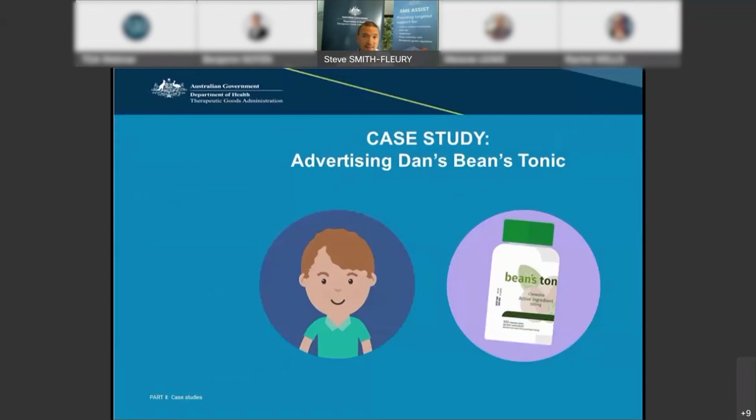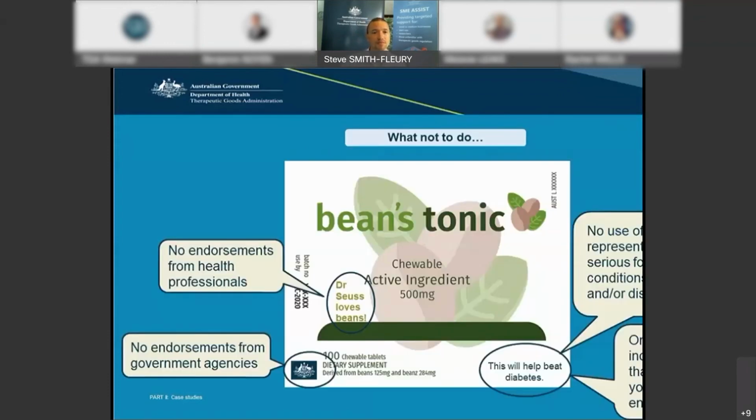Now we'll have a look at a case study. This is Dan. He's got a listed complementary medicine called Beans Tonic. We'll have a look now at what he shouldn't do when advertising on his label. Although this is a medicine label, the breaches shown would apply to any advertising material. So be that a TV ad, magazine articles, social media posts and anything like that, for any therapeutic good that's allowed to be advertised to the public. Here are the breaches and we'll just run through them now.